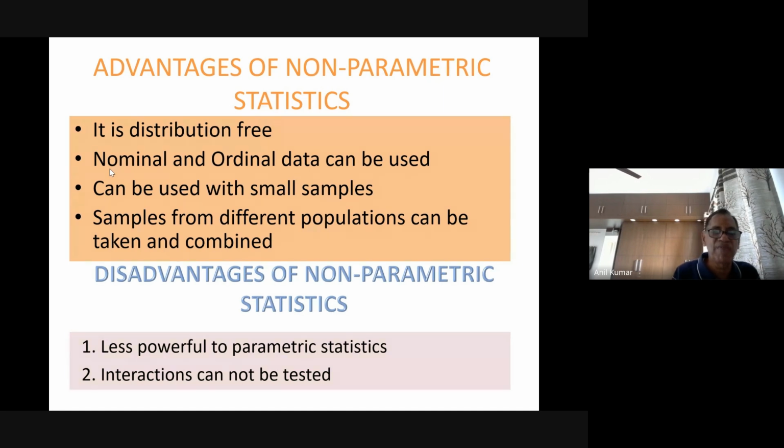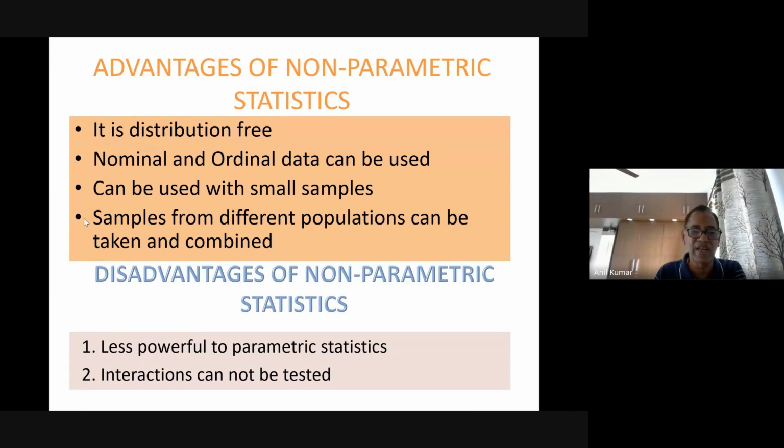Likewise, as I already mentioned, non-parametric statistics are less powerful. Interactions cannot be tested in non-parametric, whereas in parametric you can think of testing interactions between two variables, inter or intra variations. Like ANOVA and ANCOVA help us in parametric only to test the interactions. But in non-parametric, you cannot think of testing that interaction.